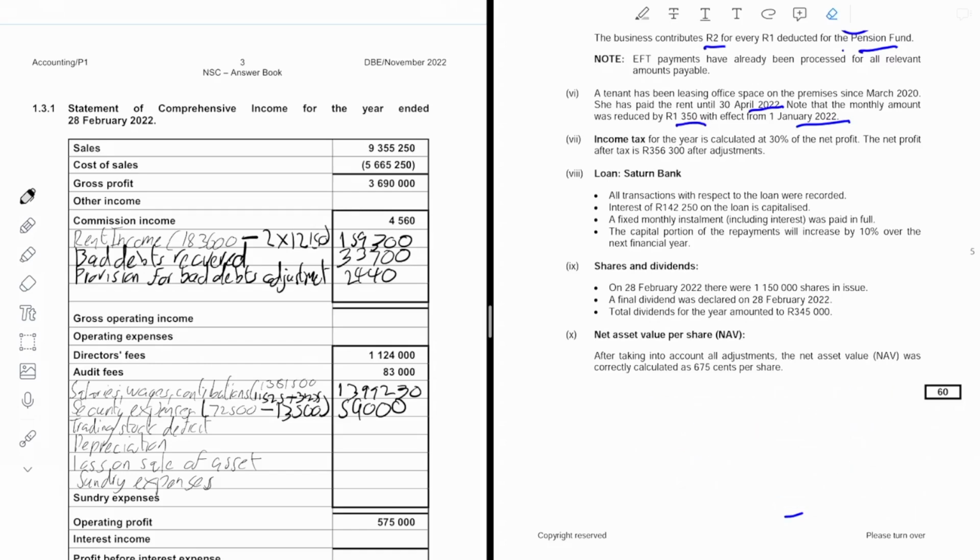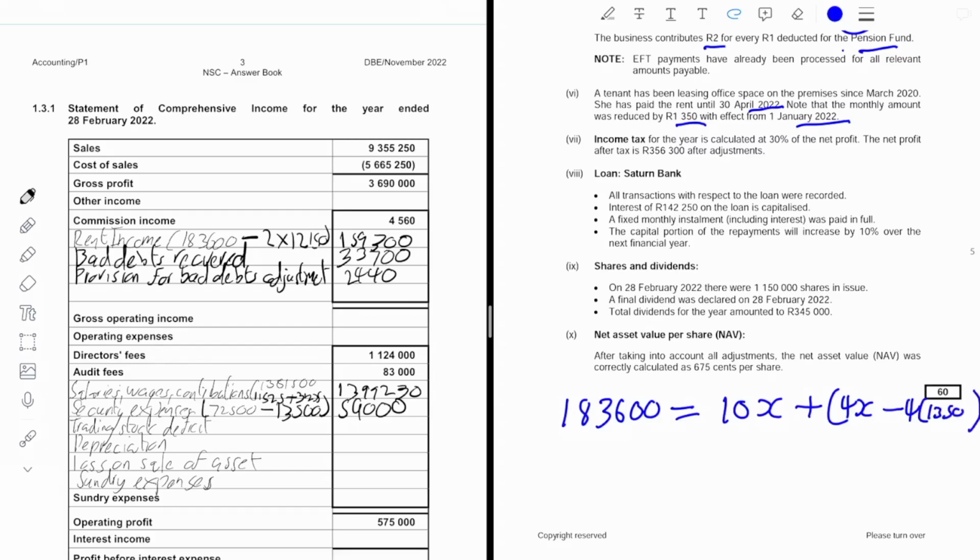And basically what you're going to say is 183,600 is equal to 10x, which was the original figure, plus 4x minus 4 times 1,350. Yeah, so this equation is quite logical.